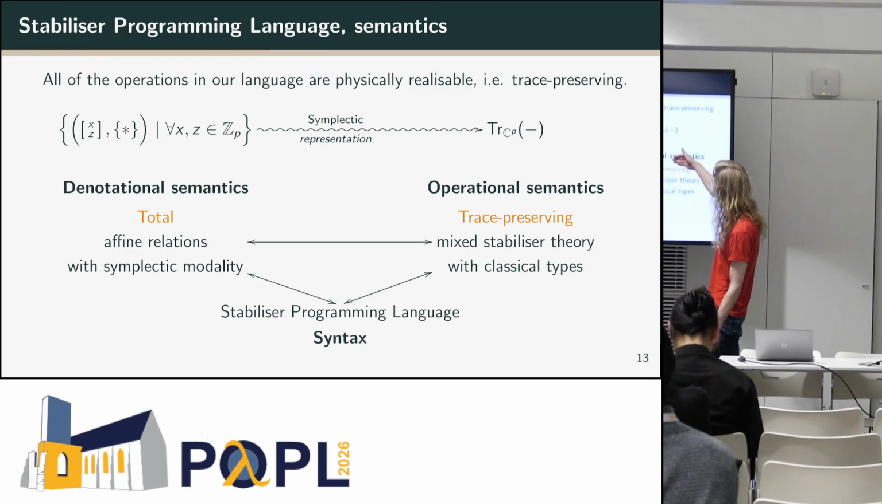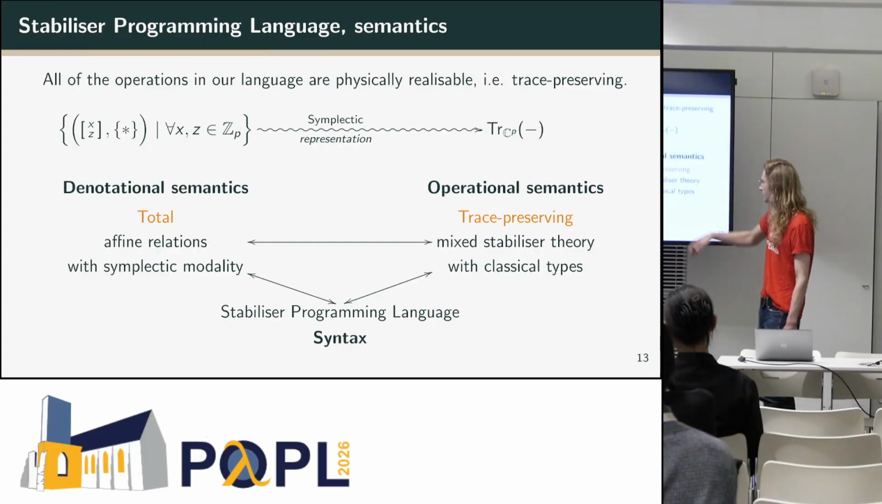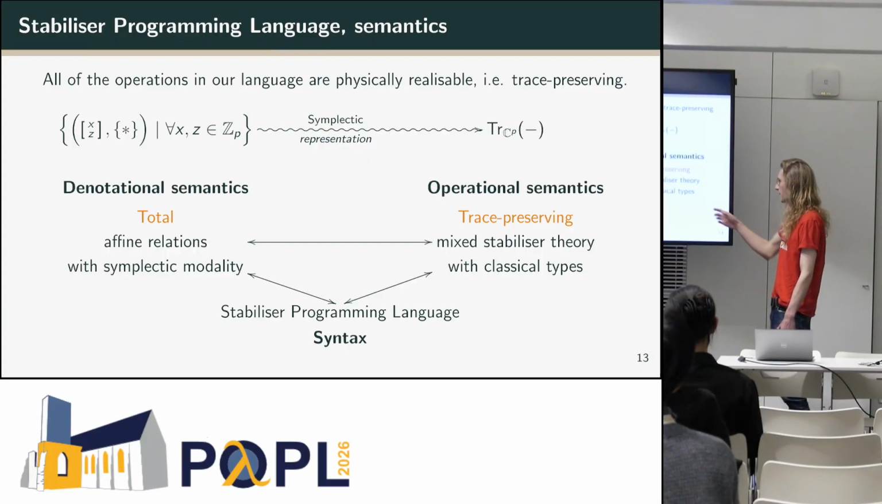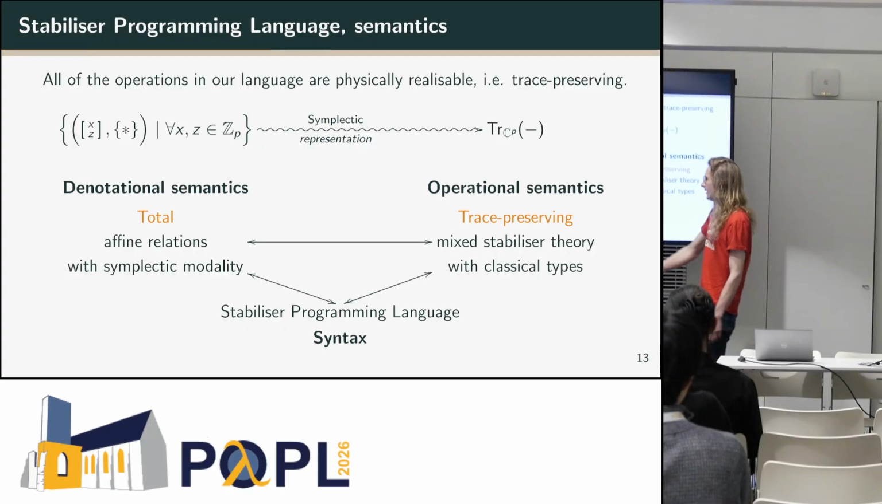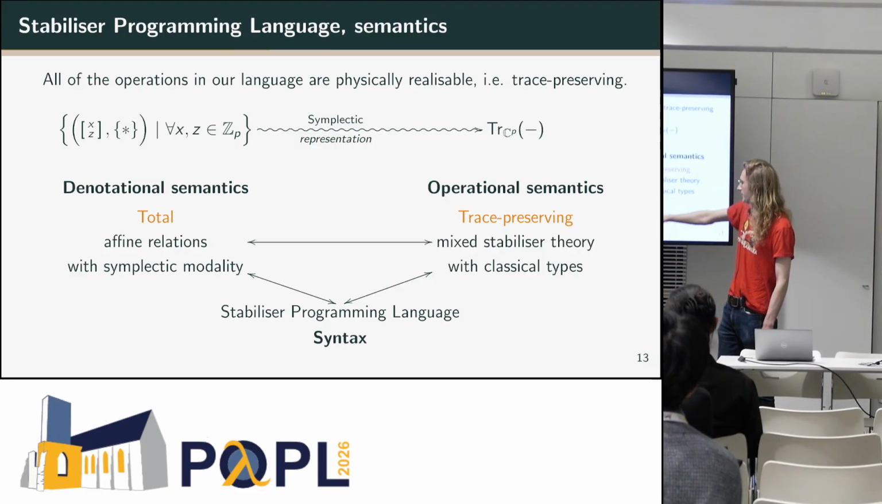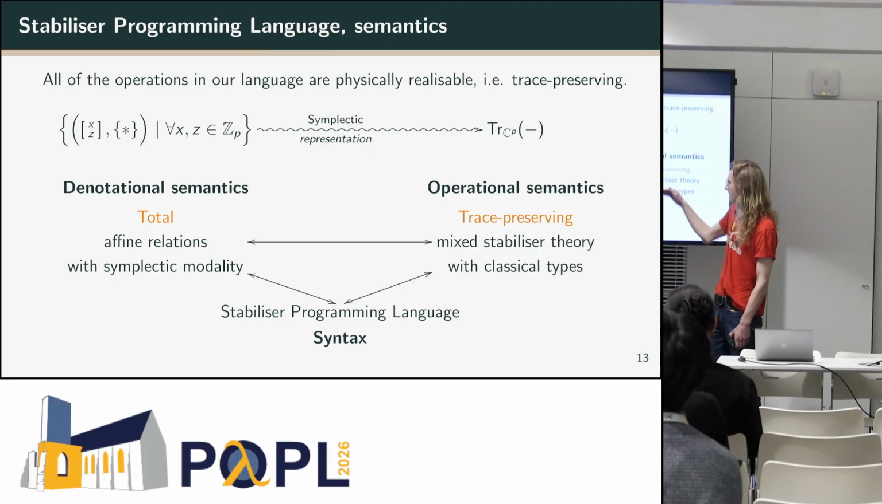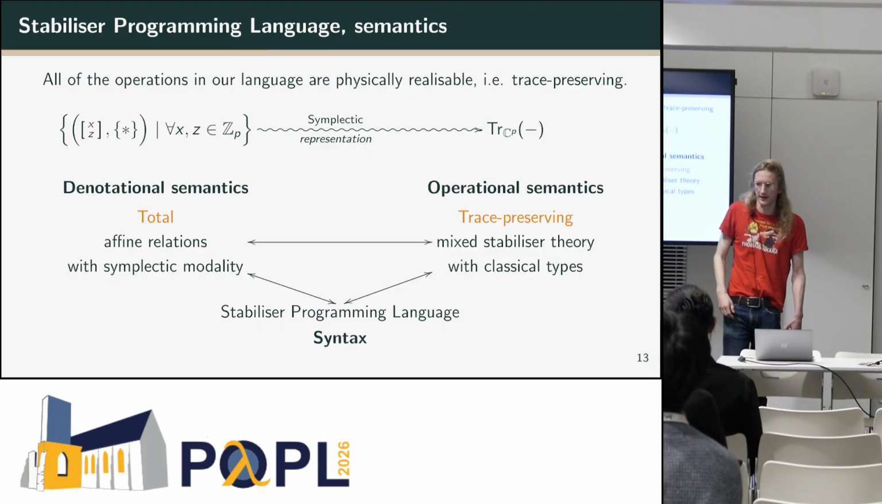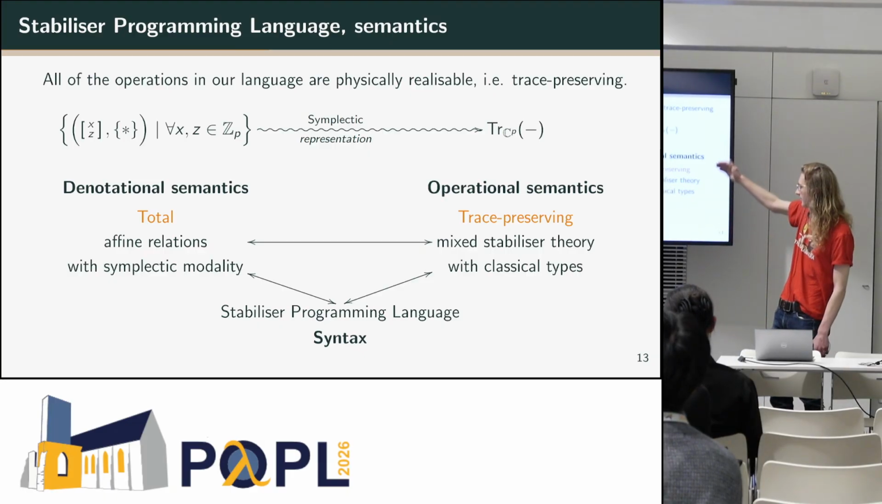So the operational semantics are the trace preserving mixed stabilizer operations with classical types. The denotational semantics is the total affine relations with this symplectic modality I described. And then the syntax is this stabilizer programming language. And all of these three things are equivalent. It's not like an embedding in one or the other. It's all exactly the same.